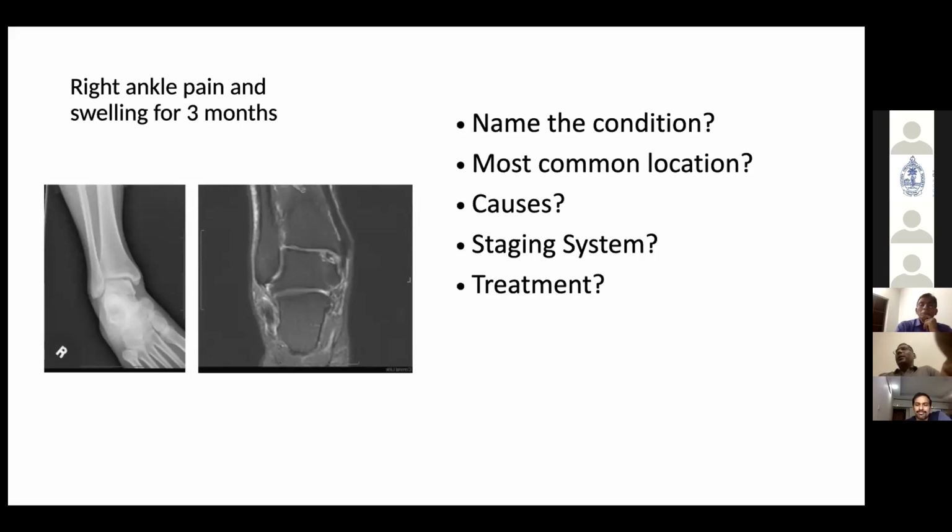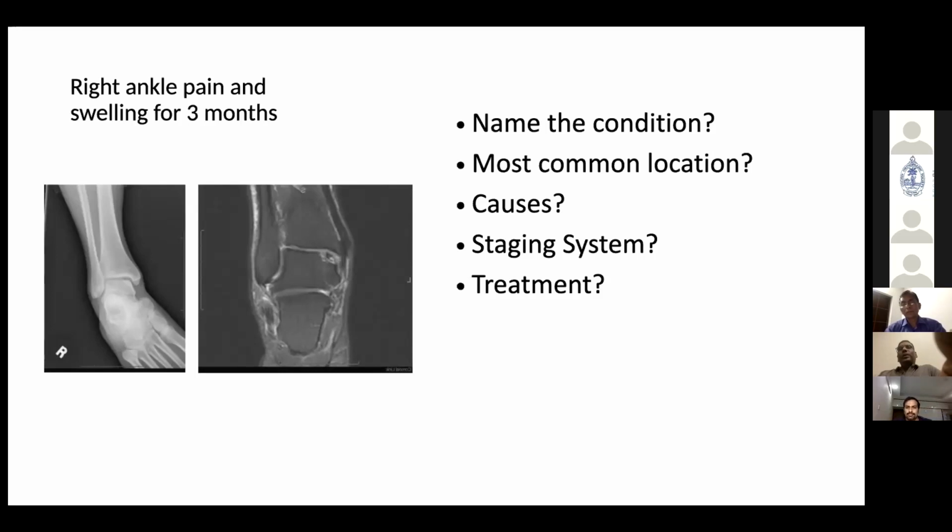What is the most common location? Medial dome of the talus. Superomedial dome. The medial side. Yes, the medial side of the talus is the most common location. And what are the causes? Repeated injuries, microtraumas, degenerative conditions. Okay, so these are the different causes of this.